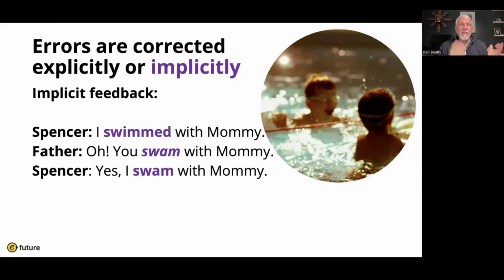So what really happened is I used implicit feedback in this case. So Spencer said, I swimmed with mummy. And I said, oh, you swam with mummy. And he said, yes, I swam with mummy. And he never made the mistake again. I never heard it again. And of course, as a language professor, I listened for that sort of thing. I never heard him say it again. So it was a one-time thing.